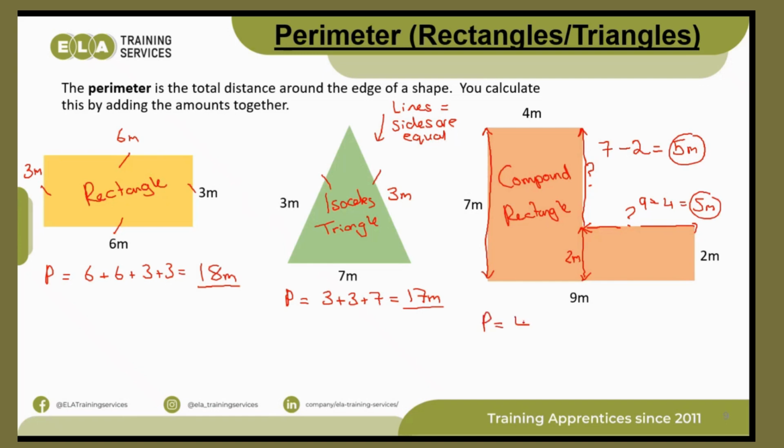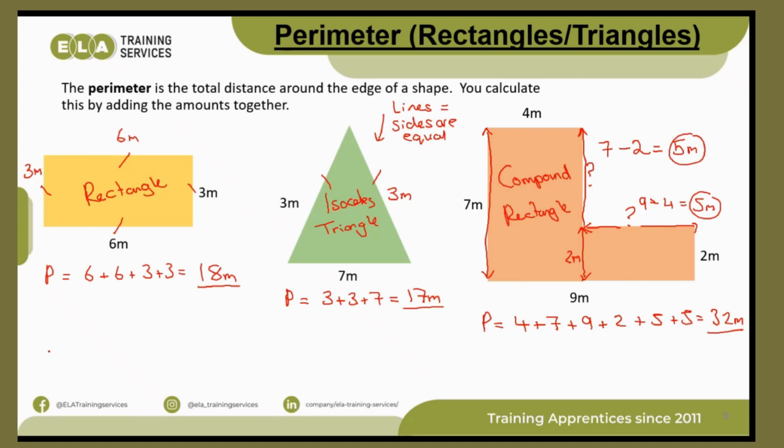So we're now going to do 4, add 7, which is 11, add 9, which is 20, add 2, 22, add 5, which is 27, add 5, which gives us 32 meters. And we have got our perimeter.